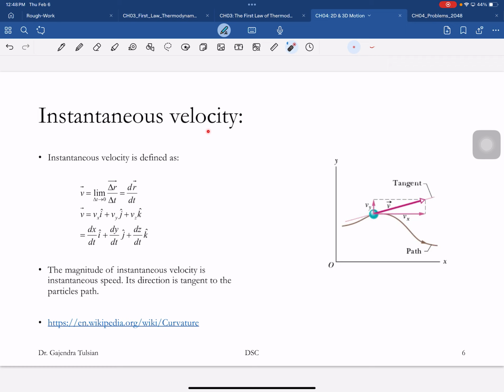Instantaneous velocity is the average velocity in the limit delta t going to 0. And that's the time derivative of the position vector. And that velocity vector is always tangent to the trajectory.